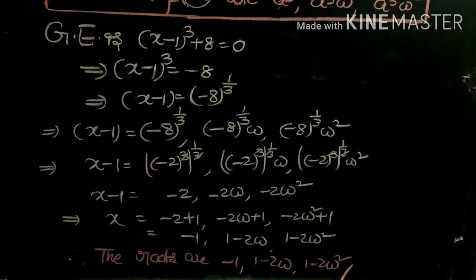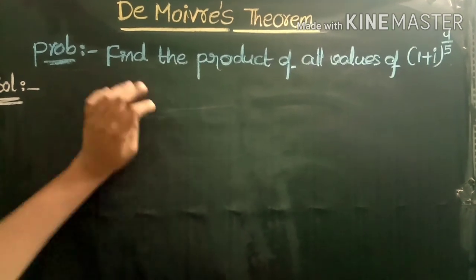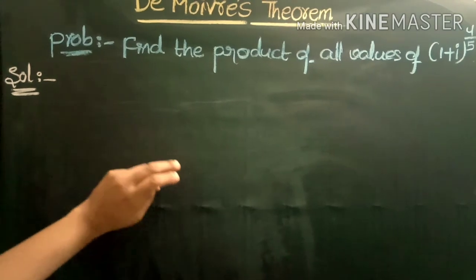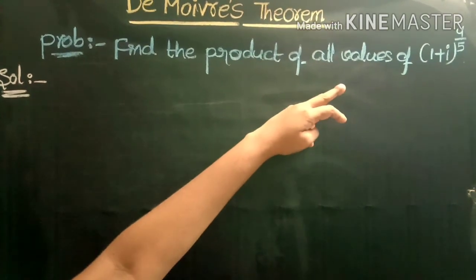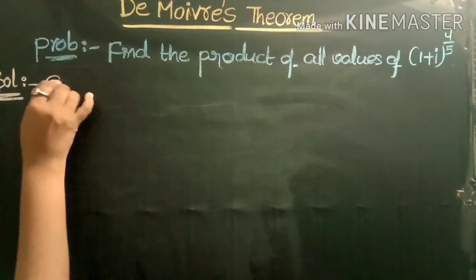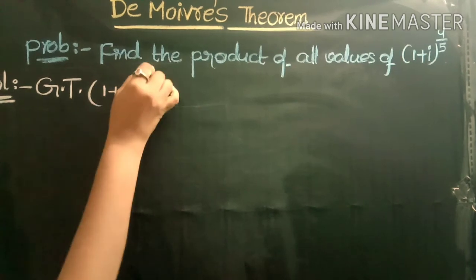That's all. Find the product of all values of (1 plus i) power 4 by 5. Find the product of all values of the expression (1 plus i) power 4 by 5. So first we find all values of the given expression and then we take the product of all values. So given that (1 plus i) whole power 4 by 5.